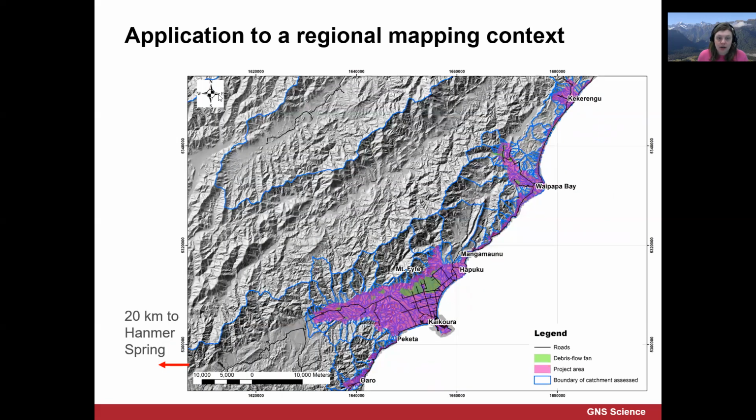So here's a study area of Kaikoura. This area was affected by landsliding during the 2016 earthquake. And basically the area that we are concerned with for landslide impact is in this kind of pink purple color.